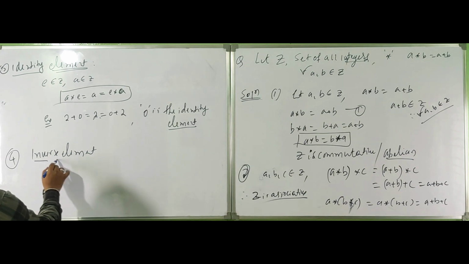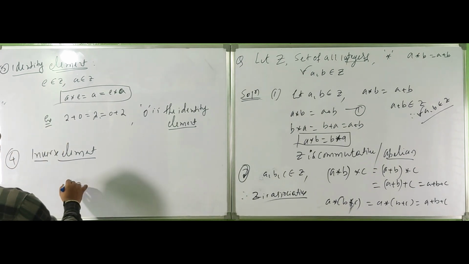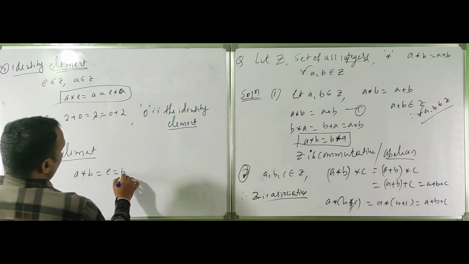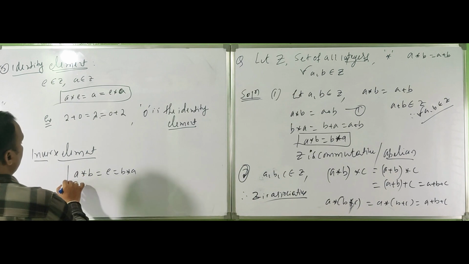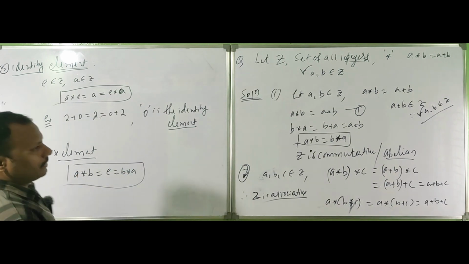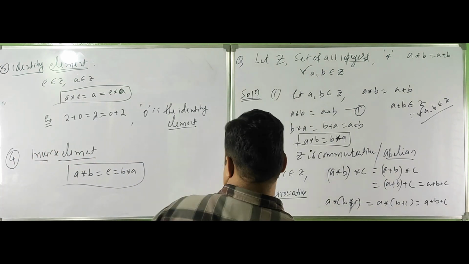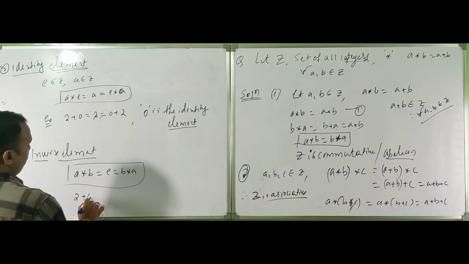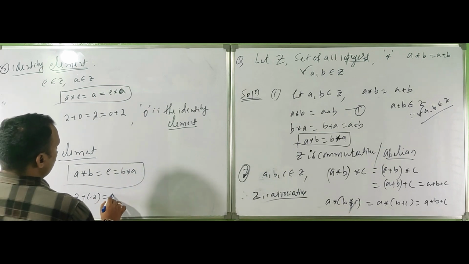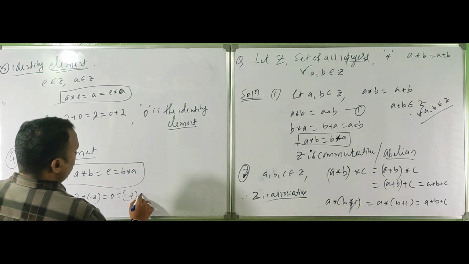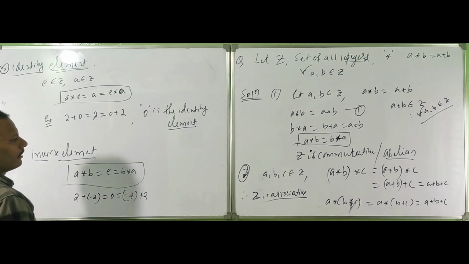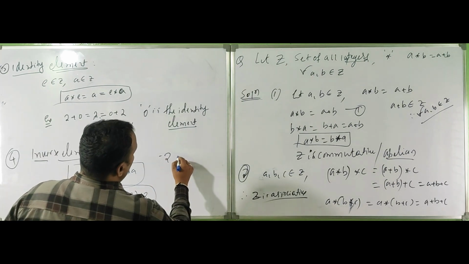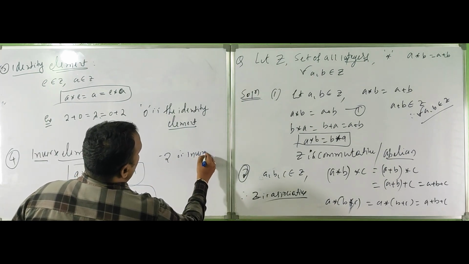Okay. Inverse element: the condition is, if you write A star B, you should get A star B equal to B star A, the identity element. If I do the operation, I should get the identity element. How? Let's check. 2 plus minus 2 is equal to 0, which is equal to minus 2 plus 2, right? Therefore, minus 2, I am writing here, is the inverse.